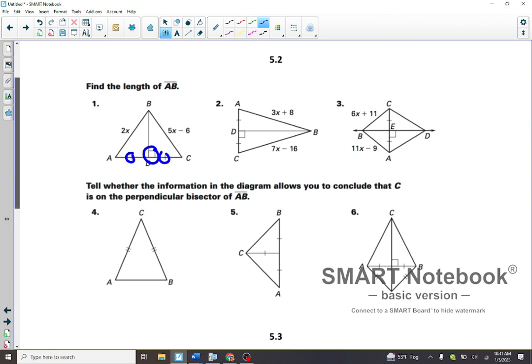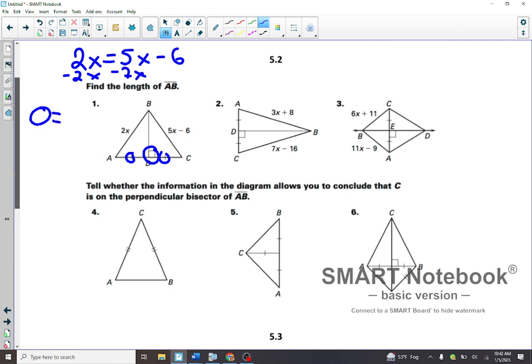So number 1, I'm going to do 2x equals 5x minus 6. Subtract 2x on both sides. I move the smallest x, so I subtract 2x on both sides.